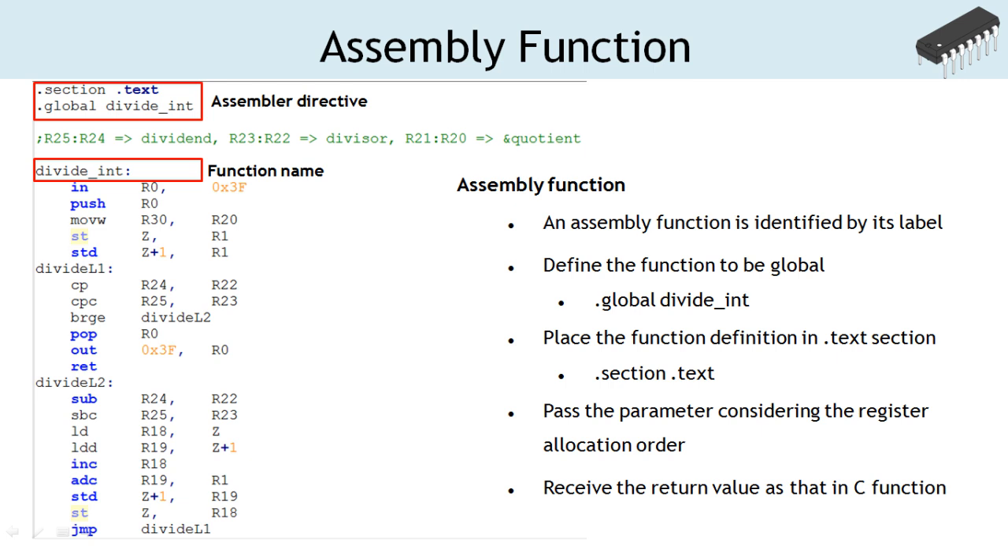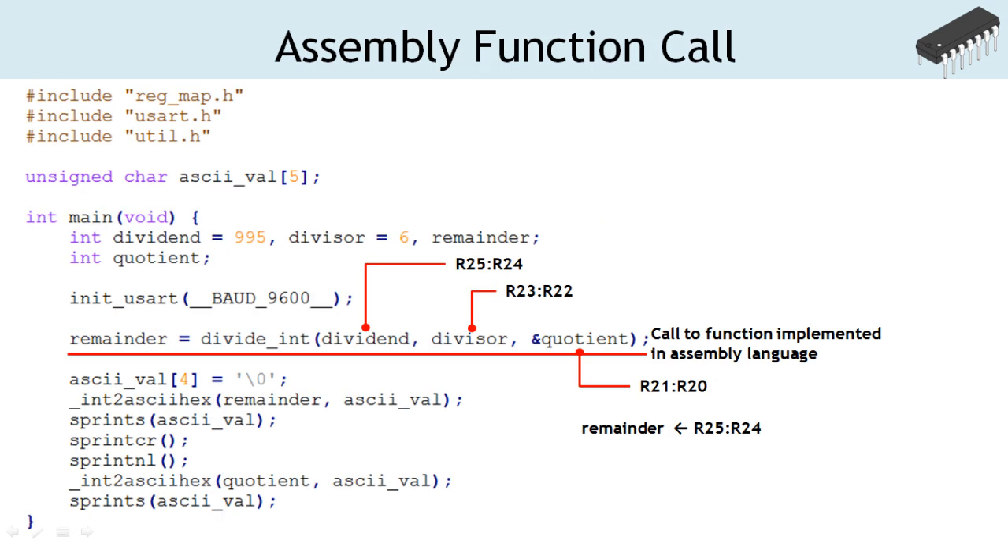Note that I have pushed and popped the status register in the function. It is a good practice to follow. The code shows the function call to the assembly function divide_int from the function main implemented in the C code. It is called as a usual C function with parameters. The compiler generates the code to copy the parameter value to the register as per the convention. However, the assembly function must place the return value in appropriate registers before returning.